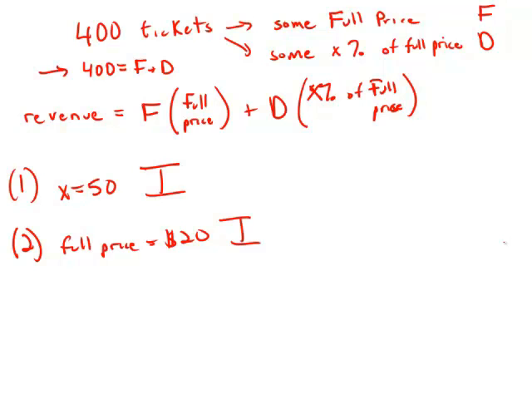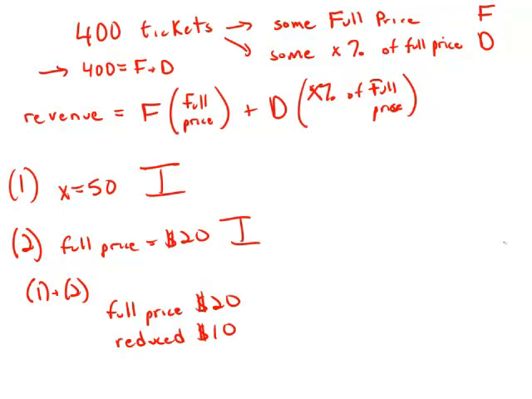Because both individual statements are insufficient, combine the 2 statements, statement number 1 and statement number 2. Well, now when we put them together, we know that the full price is $20 and the reduced price is 50% of that. So that's $10. So now we know definitely the price of a full price ticket. Some tickets were sold for $20, some were sold for $10. We know that now. We still don't know how many were sold at $20 and how many were sold at $10. We know those 2 numbers together have to add up to 400, but we have no idea.